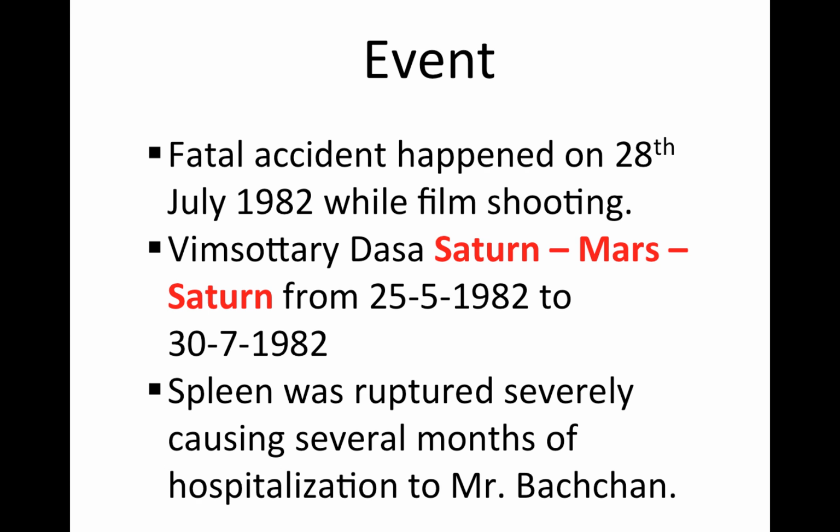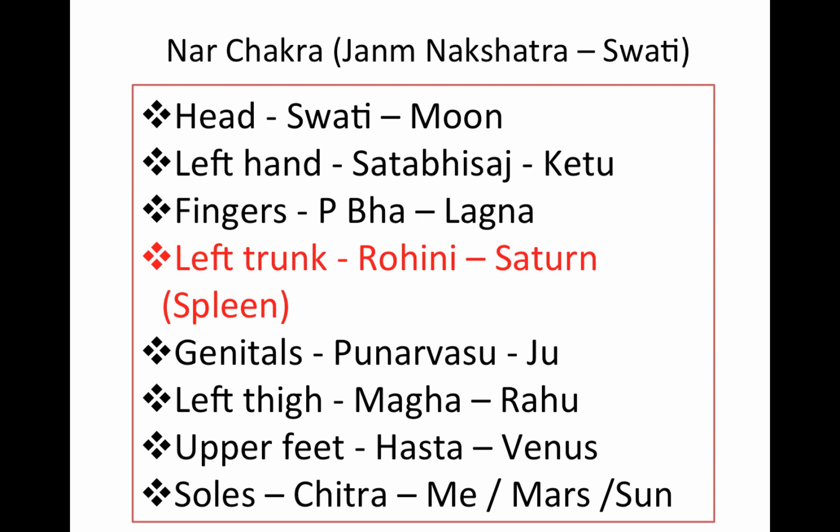He got a fatal accident on that day, and it was so serious that he had to be bedridden for several months. The spleen was ruptured, and during that time he was running Saturn Mahadasha, Mars Antardasha and Saturn Pratyantar Dasha, that was running from 25th of May 1982 to 30th of July 1982, and the spleen was ruptured, that is on the left trunk of the body.